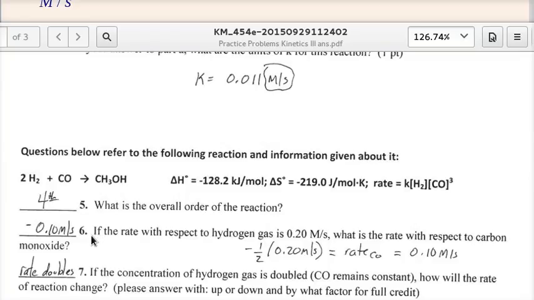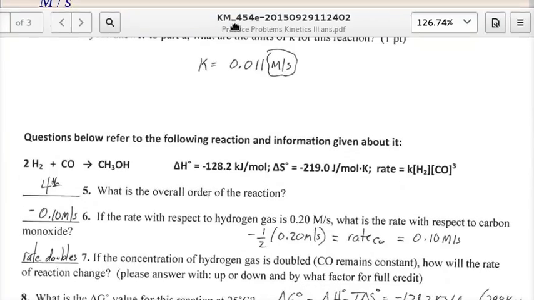And for that matter, I'm not sure why this wouldn't be negative, right? The rate with respect to hydrogen, it seems like that might be negative because it's a reactant. So you should ask Dr. Spencer if you're really worried about the sign. Number 7.